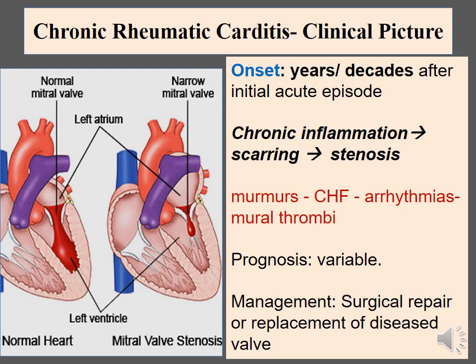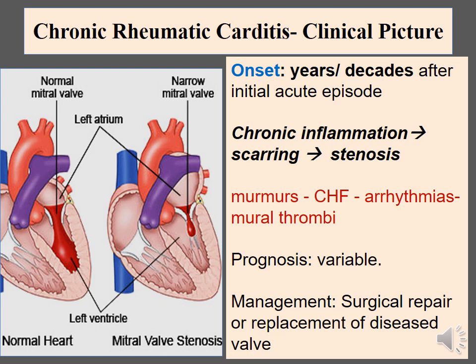Now, following the acute phase of rheumatic fever, and possibly years or even decades after the initial acute episode, a percentage of those patients will develop something we call the chronic phase of rheumatic fever, or rheumatic carditis. During this phase, the chronic inflammation that has been present in the valve or over the valve for many years will lead to scarring, fibrosis, and then valve stenosis. Whenever the valve stenosis is there, we will have clinical manifestations accordingly.